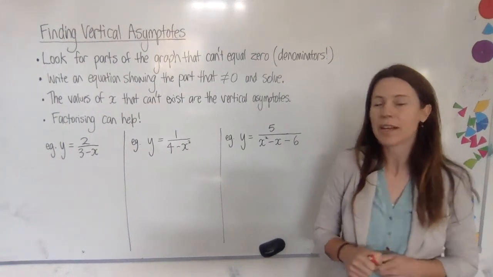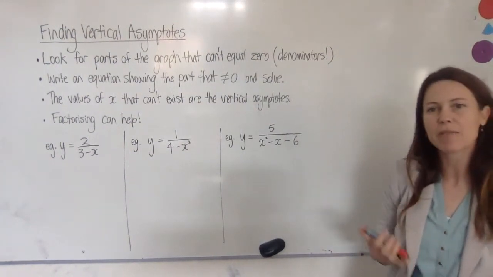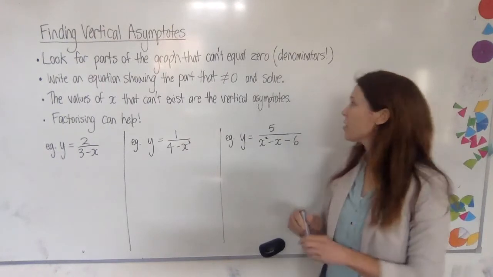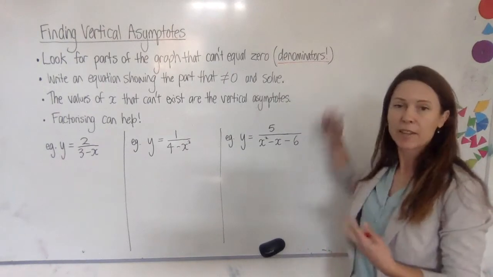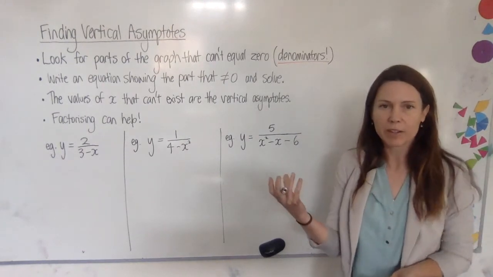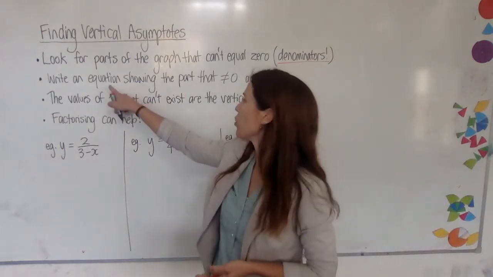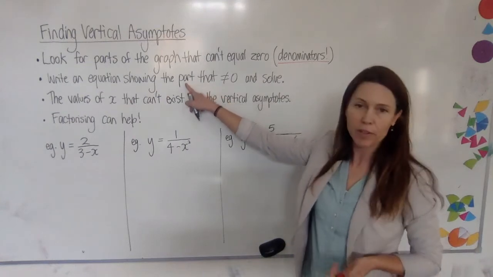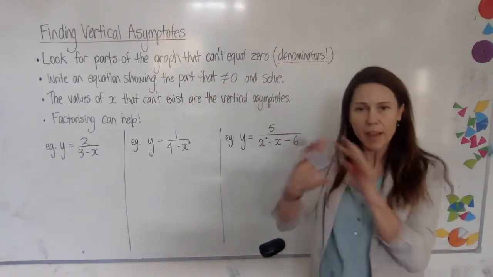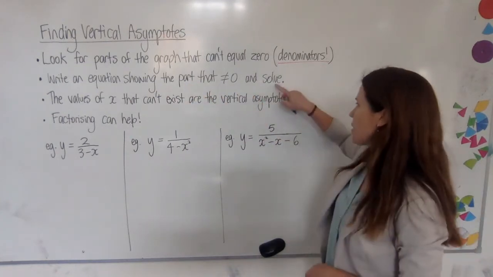Now to find vertical asymptotes, you're really just looking for parts of the graph that can't equal 0. So you're looking for denominators, because anything over 0 is undefined, can't do it. The easiest way to do this is write yourself a little equation showing the part of the function that can't equal 0, write that part is not equal to 0, and then solve it.